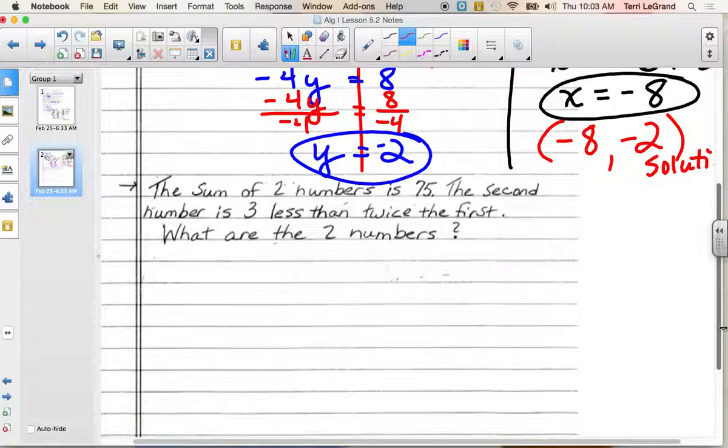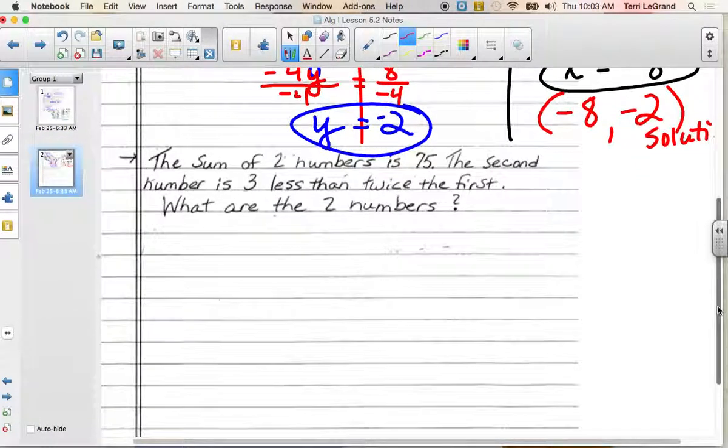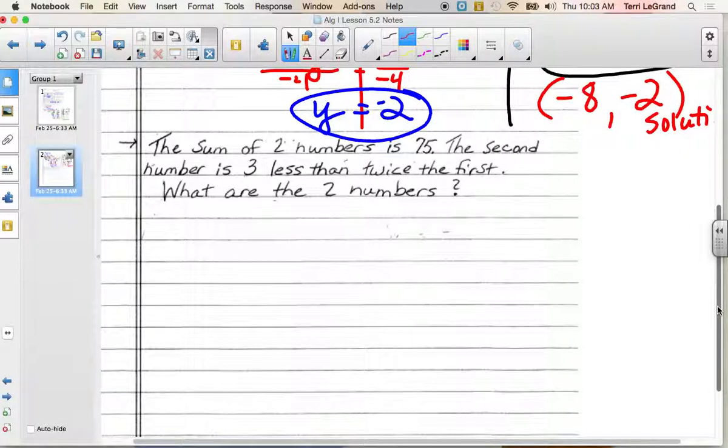What do you think we could do? We have two numbers to find. Does it say they're both the same? No. If they were both the same, we could have been done after they told us that the sum of the numbers is 75. We could have split it in half. Well then, maybe we should call one of them X, and we'll call it the first number.